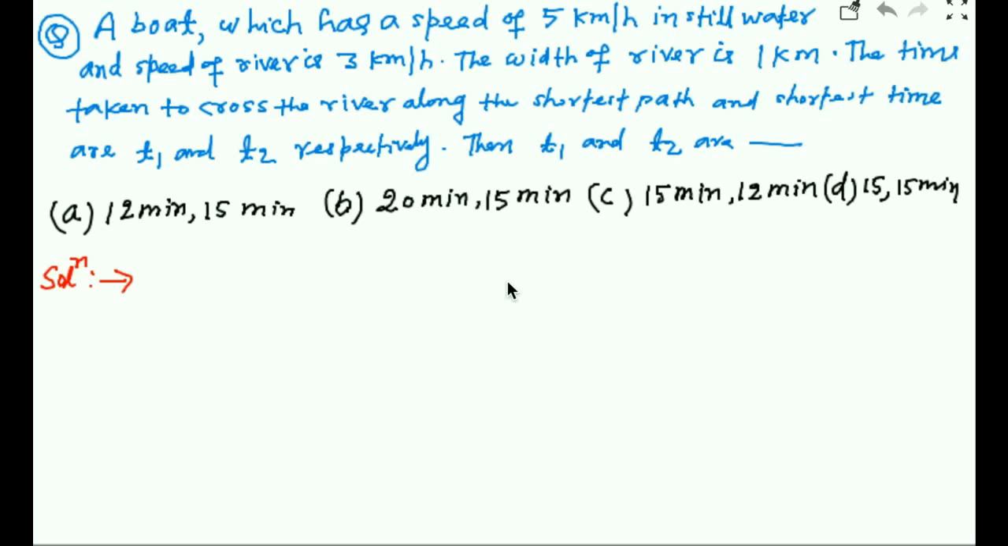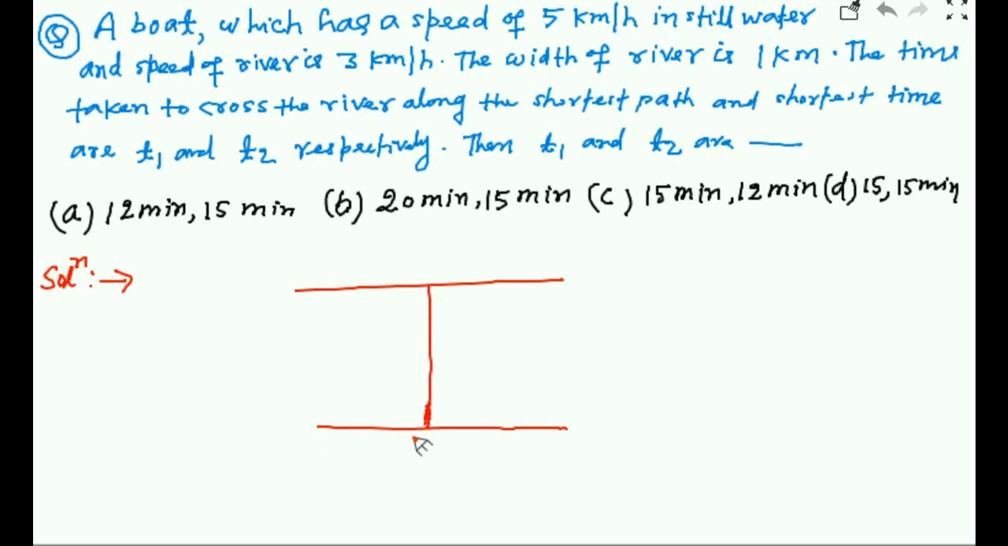The next question is: a boat has a speed of 5 km per hour in still water and the speed of the river is 3 km per hour. The width of the river is given as 1 km. The times taken to cross the river along the shortest path and in the shortest time are T1 and T2 respectively. Then T1 and T2 are? You know this type of question. Suppose you want to cross the river, and the river width is given as 1 km.